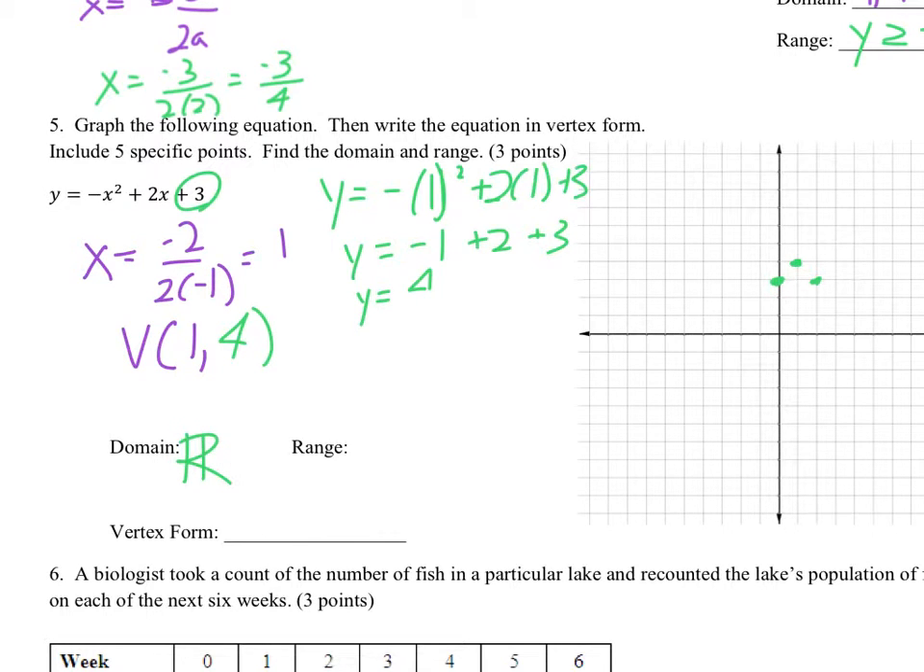And the domain, of course, is all real numbers. The y values are going to be less than or equal to, again, that vertex is a maximum. So the y values are less than or equal to 4. And then they want the vertex form as well.